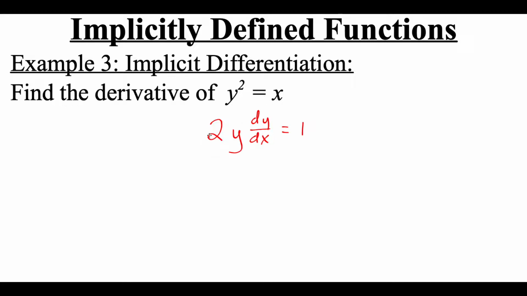Now the last step is to solve to get dy dx alone. So we've got this 2y happening on the left-hand side. So we're going to have to divide that over to the right-hand side to get dy dx alone. So when we do that, we're going to get dy dx equals 1 over 2y. So this is the derivative of that y implicit function with respect to x.